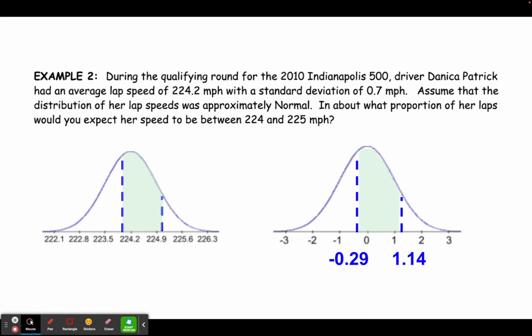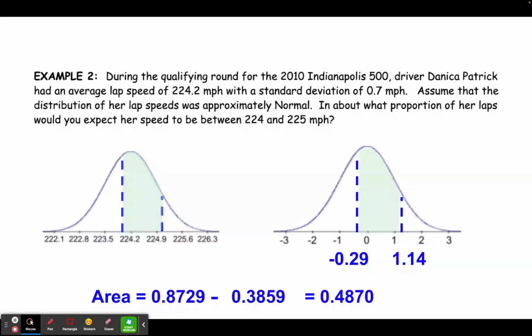And now we're going to look those up on table A. Because we're looking for the area between two z-scores, we're going to look both of them up separately and then subtract to find the area in between. When I looked up 1.14 on table A, I got 0.8729. When I flip the table over and look up negative 0.29 as a z-score, that gives me an area of 0.3859. The difference of those then is 0.4870. So we would expect that in about 48.7% of her laps, she would be between 224 and 225 miles per hour.